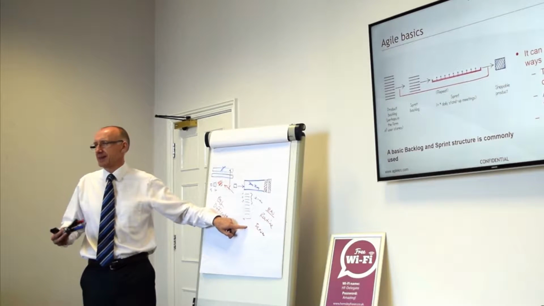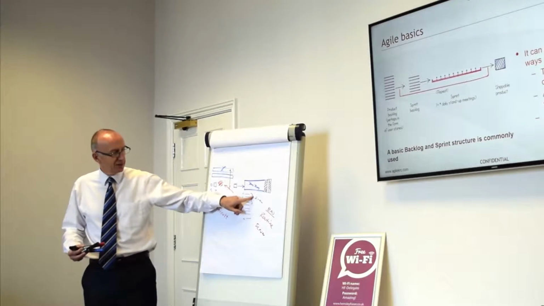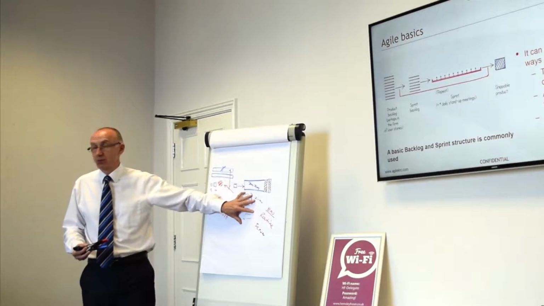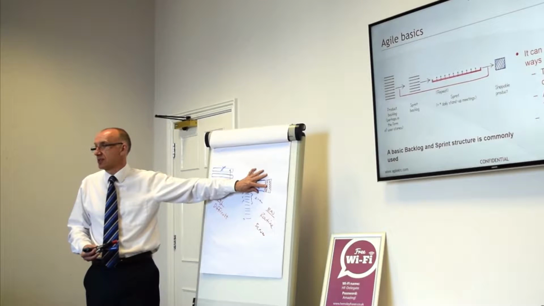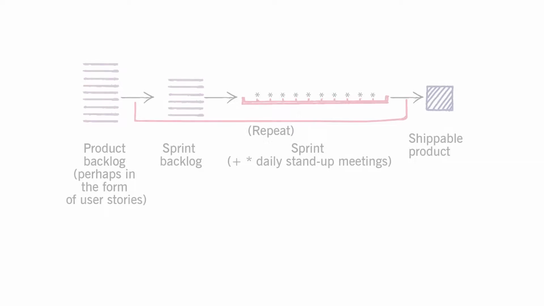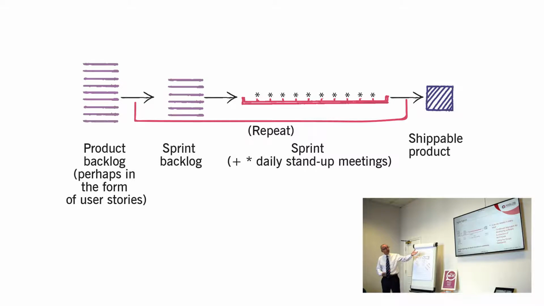Now, backlog might sound like a negative word, but actually the term is just stuff that needs to go into the existing product, okay? So one of the simplest ways of running Agile, and this is why I'm trying to show you some really simple Agile basics, is you have a product backlog, and often these are written in the form of what are called user stories. And we'll come on to user stories later on the course, what they actually look like.